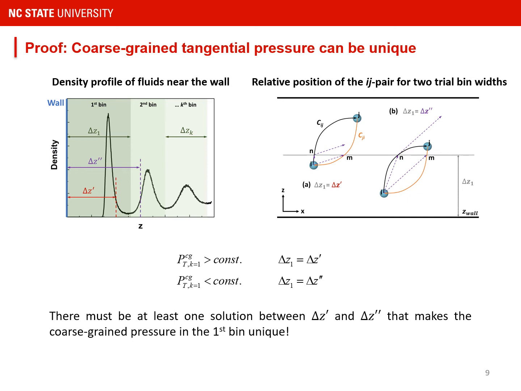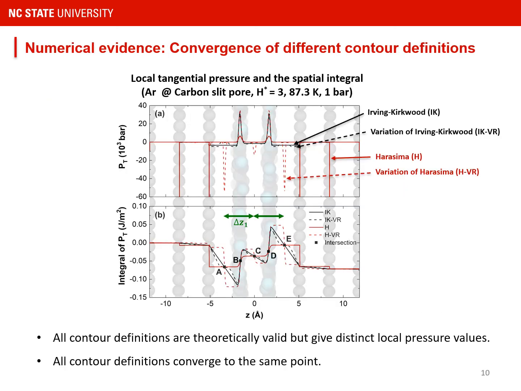So now we need to figure out the appropriate value for the bin width that can make our coarse-grained tangential pressure unique. To find this answer, we have to resort to molecular simulation. Here I showed you a local tangential pressure profile on the top and the spatial integral of the local value at the bottom for a carbon slit-shaped pore filled with argon molecules.